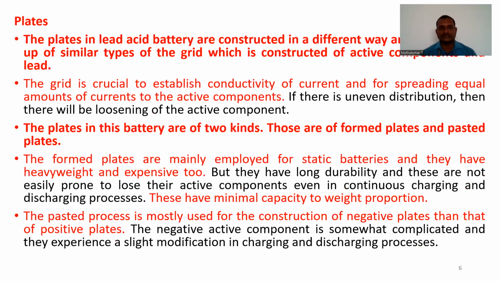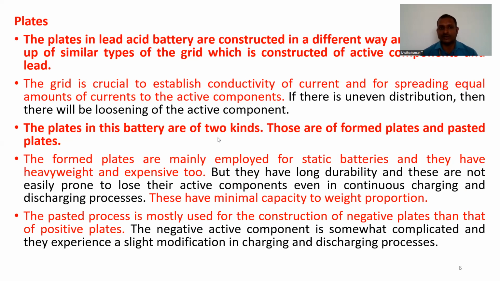Next one, the plates. These are constructed in the form of a grid system, grid-type plates. This is crucial to establish current connectivity and to spread an equal amount of current across the active component. The plates are made of the active components of lead. If there is an uneven distribution of current, there will be loosening of the active component.